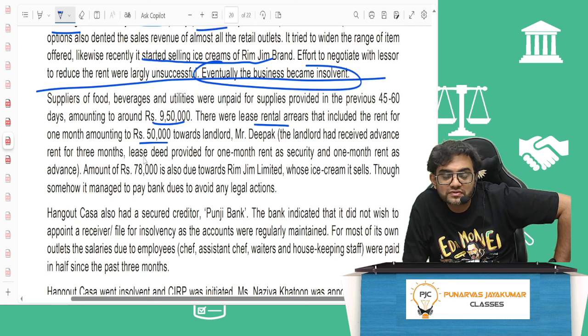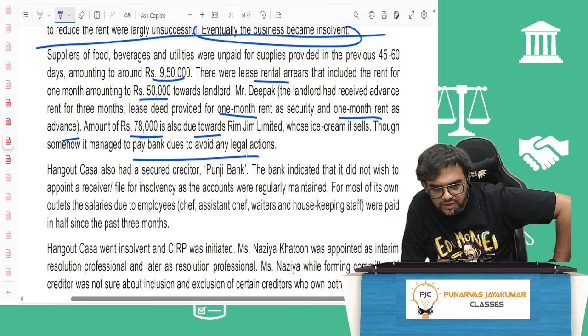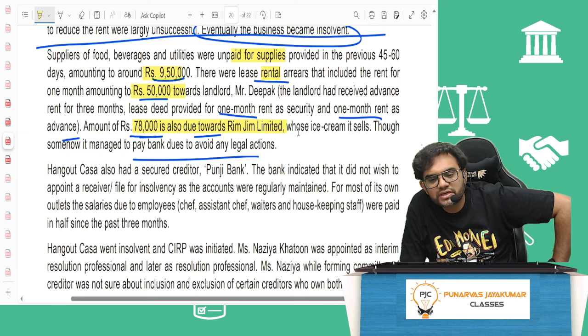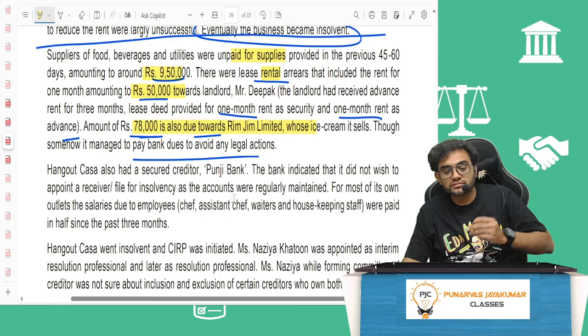Deepak had received advance for 3 months. Lease deed provided for 1 month rent as security, 1 month rent as advance. Amount of 78,000 is also due. So somehow it managed to pay bank due. So basically, one creditor is your supplier, 9,50,000. Lease rent 50,000 not paid. Rim Jim Limited ice cream, they're selling ice cream. That also they have not paid 78,000.